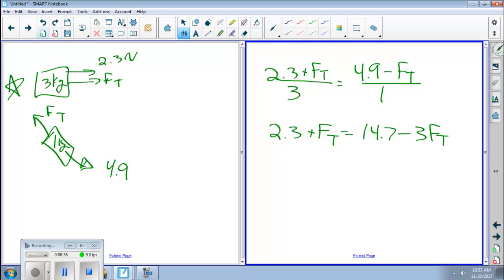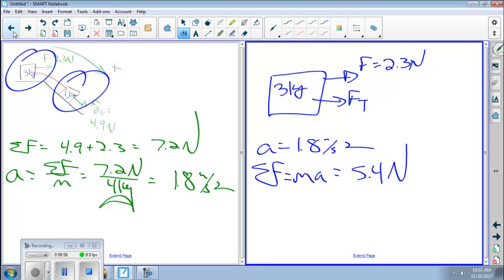So add 3 FT and subtract the 2.3. Yeah, I see what I did. You got it? Yeah. So this works. Yes. Great. So what does that give you? 12.4 and then divide. You should be good. Good, you guys? Yep. All right. Do you guys understand what I was saying about ensuring that the rope doesn't go slack? Yes. Good.